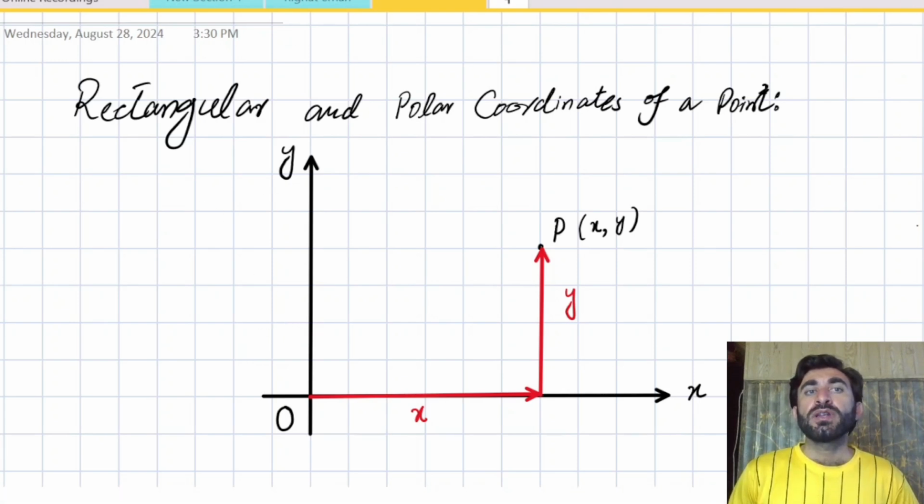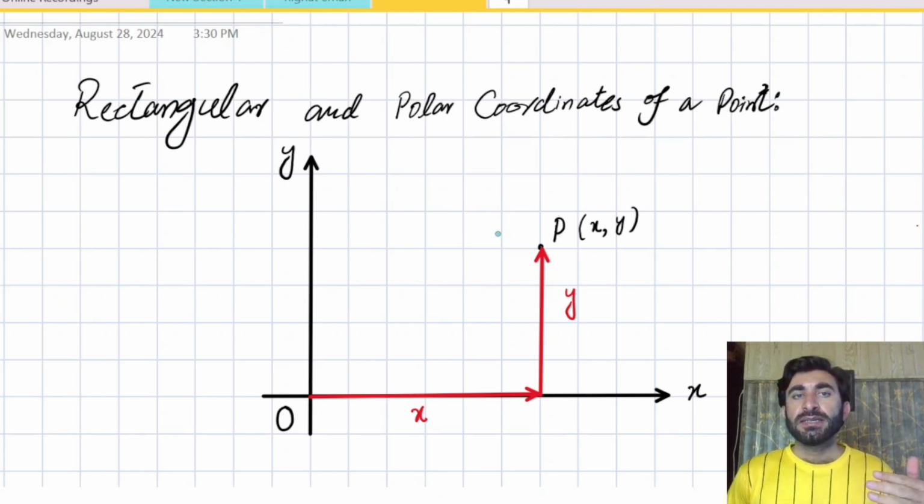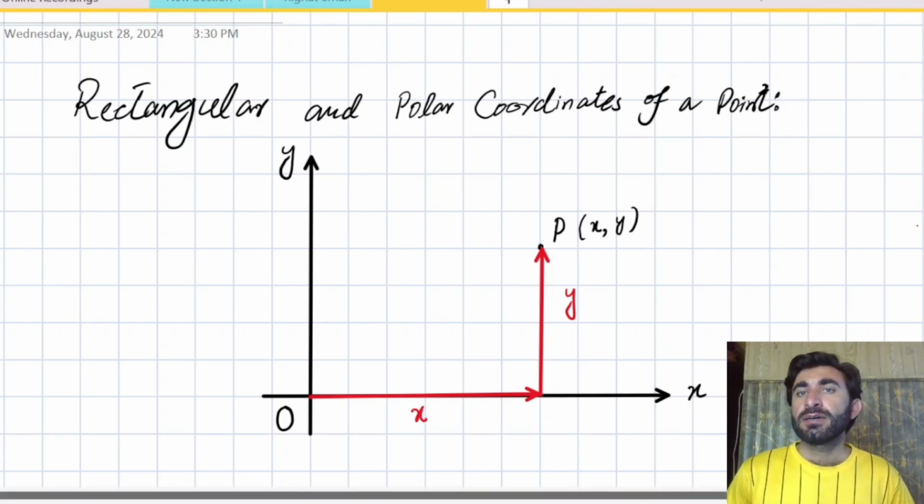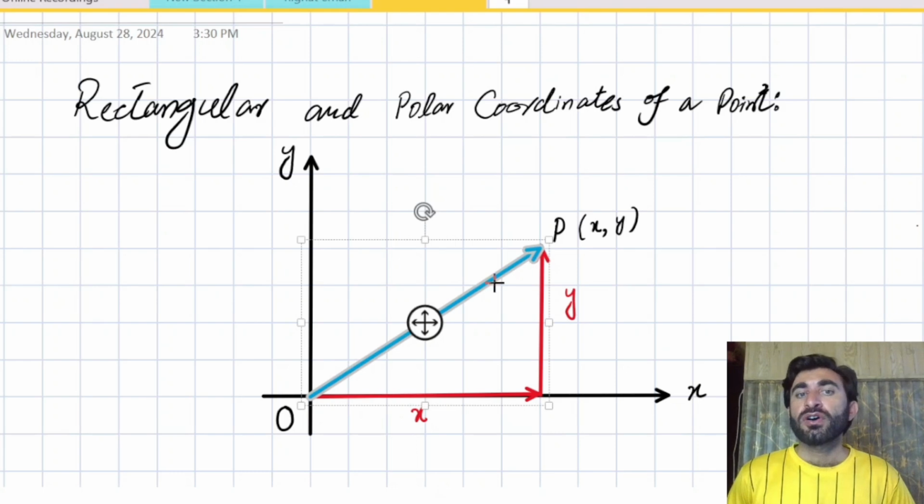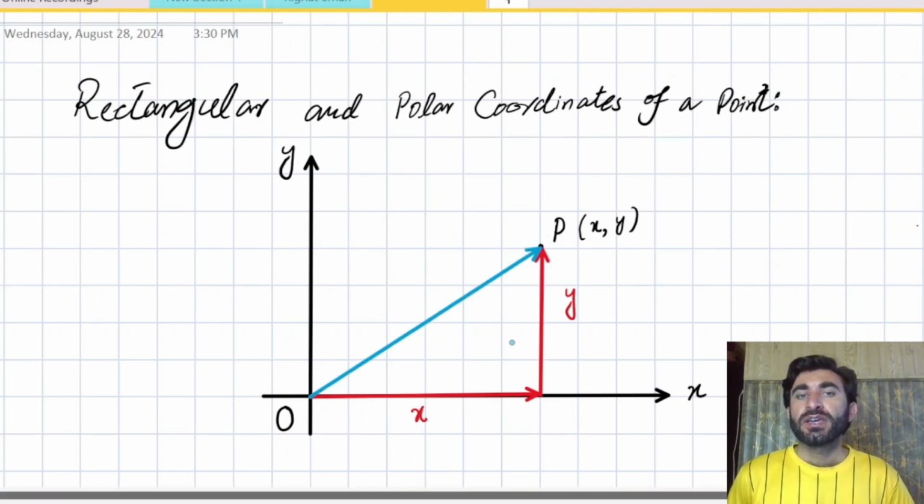Next, what are the polar coordinates of the point P? Polar coordinates are basically the shortest distance of the point from the center and the angle it is making with the horizontal. If I show it on the diagram, the first polar coordinate is the shortest distance of point P from the origin, and we call it R, right? And second is the angle which the R is making with the horizontal, that we call theta.